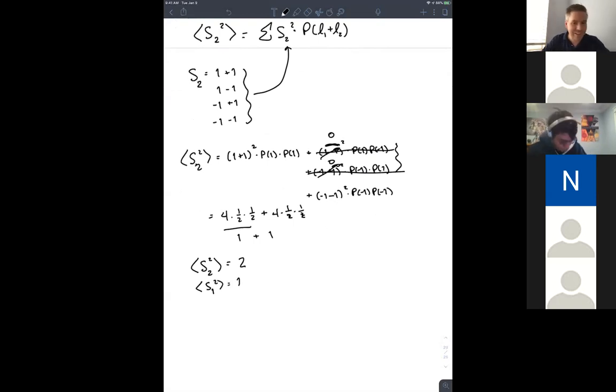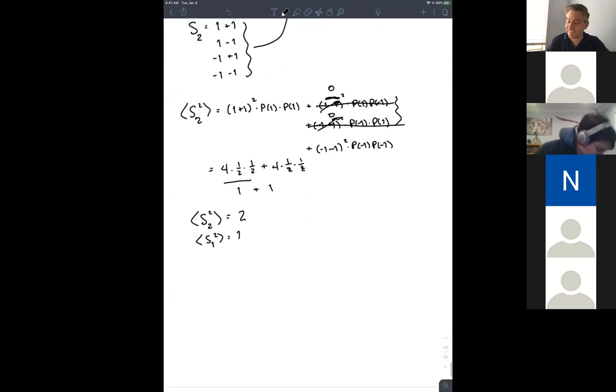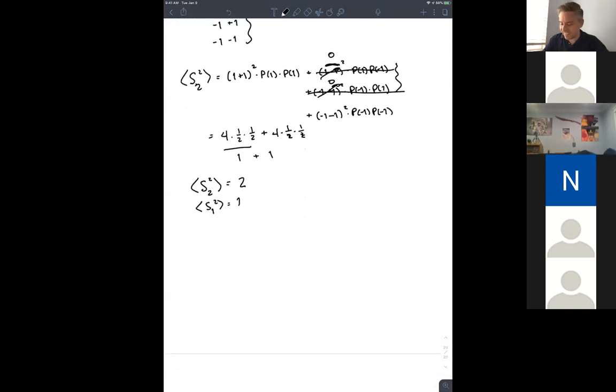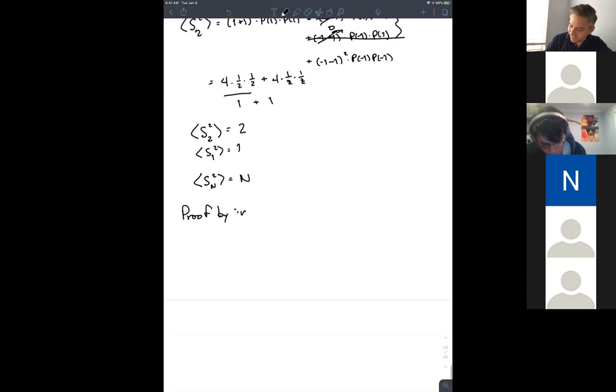Now I'm going to go out on a limb here and hypothesize that the average of S sub n squared is n. The way that we are going to prove this is through the power of induction. The way induction works is that you assume that your answer is true for n minus 1, and then you show that that leads to the answer that you thought it should for n. So now let's do proof by induction. Stupid thing, induction.